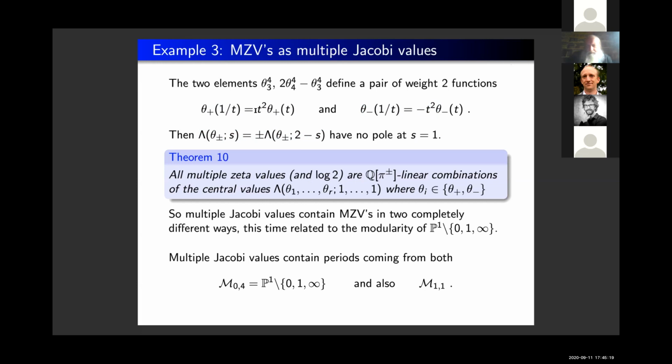So you have a very natural pair of theta functions, plus and minus. And if you consider the mixed L functions associated to them, they have a unique central point, 1, 1, 1, 1, 1, which is completely symmetric with respect to the functional equation. And if you evaluate these numbers at that point, you find, miraculously, that you get exactly multiple zeta values and log of 2.